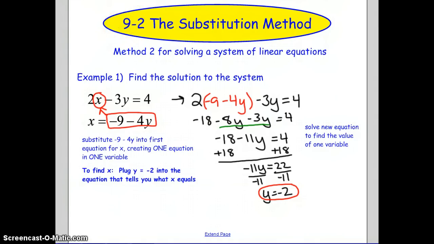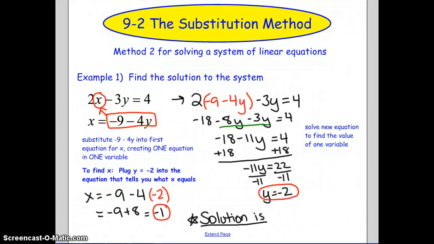So to find x, we're going to plug our y value into the equation that tells us what x equals. So that's our second original equation, which tells us that x is equal to negative 9 minus 4 times whatever our y is. And we know that y is negative 2. So instead of y, I'm putting in negative 2. Then if we simplify this, we get negative 9 plus 8, which is equal to negative 1. So the moral of the story is that the x value of our solution is negative 1.